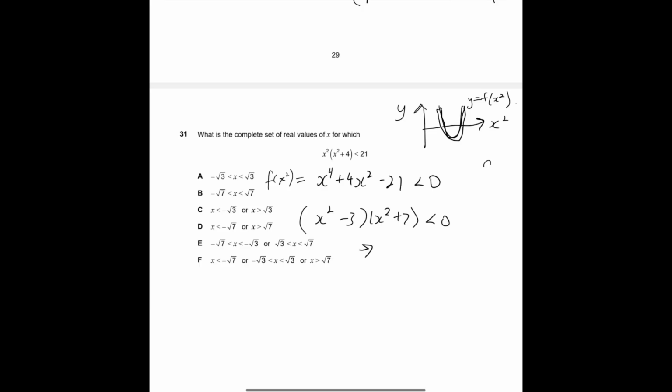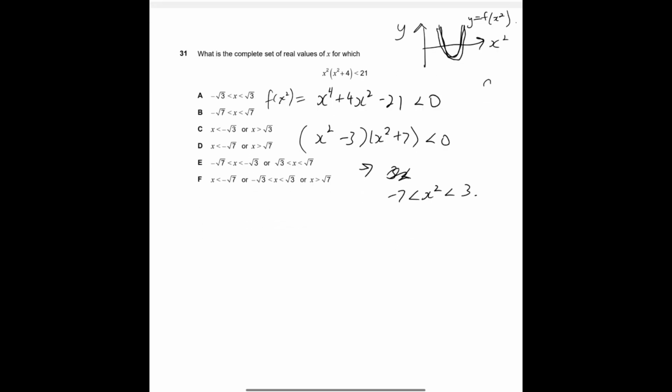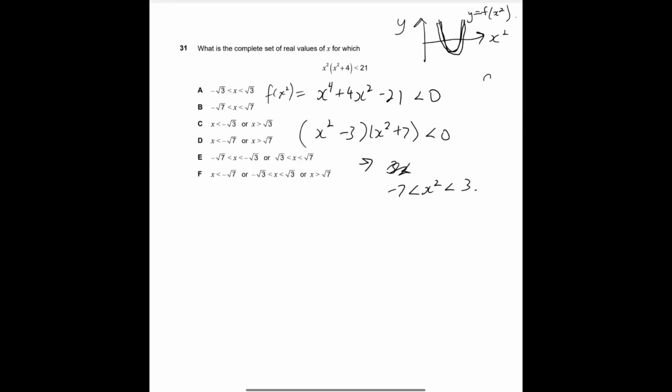So what this implies is that if it's going to be negative, x squared has to be greater than -7 and less than 3. But x squared is positive anyway, so we say x squared has to be less than 3. So that means the magnitude of x has to be less than √3. So that means x has to be between -√3 and √3. So that's A.